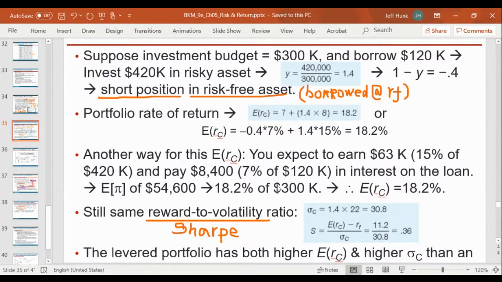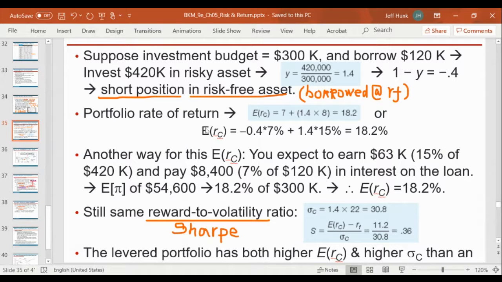70% in risky assets and 30% in risk-free assets, you are actually putting 140% into the risky assets, and for risk-free assets, negative 40%. So it's a short position in risk-free assets, actually. It's a short position, right?